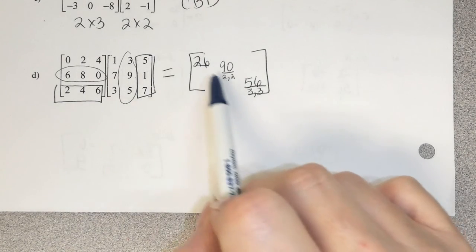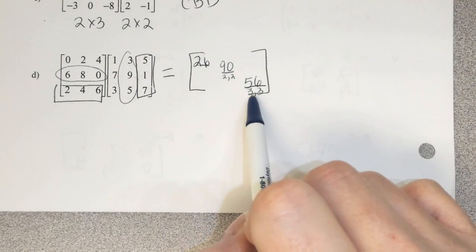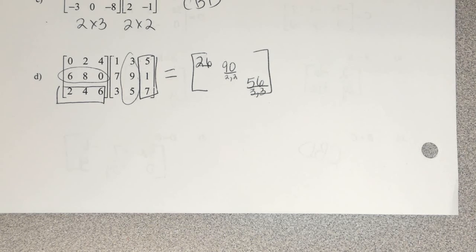Any of you get them all right? 26, 90, and 56? All right, very good. Okay, we're going to stop there.